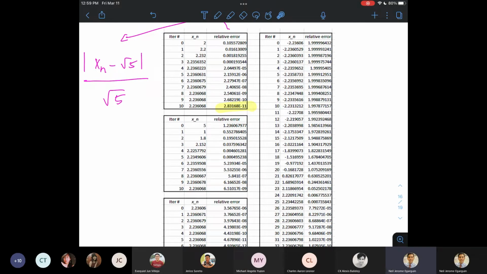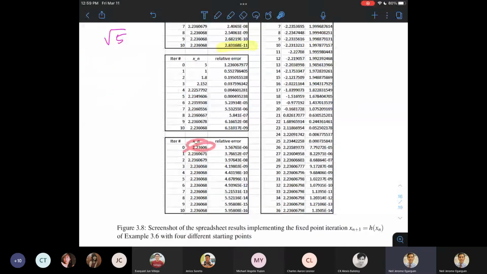Tapos try ko na malapit, 2.23606. Dun sa 10th iteration, na-surpass ko na yung machine precision, usually ng mga computers. Times 10 to the negative 16 na yung error. Right? When we say machine precision ng computers, usually when doing computations, yung 10 to the minus 16 is considered 0 na by our computing devices.